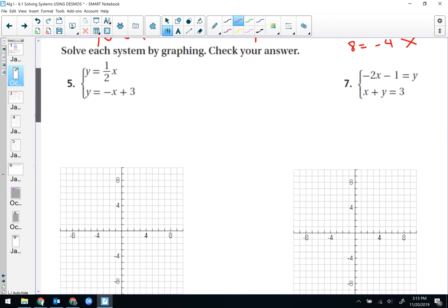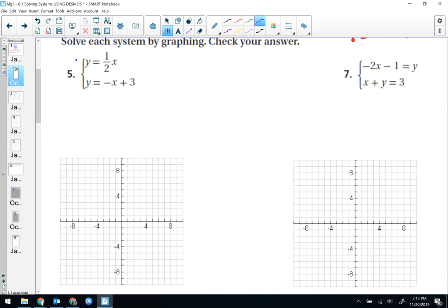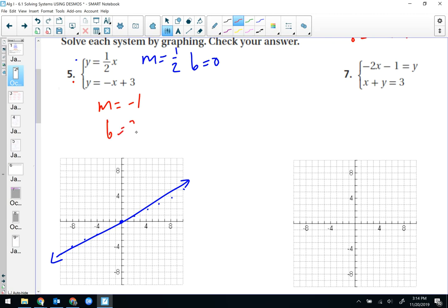Let's graph number 5. Okay, so I'm going to color code it again. There's my blue. There's my red. My blue line, the slope is 1/2 and the y-intercept is 0. This is a direct variation running through the origin. Rise 1, run 2. Remember to make a bunch of coordinates because we don't know where the other line is going to end up. Okay, there's my line. Let's take red. The slope is -1 and the y-intercept is 3. So 3 here. 1, 2, 3. And now I go toward my line. Down 1, right 1, down 1, right 1. Right there. I made enough points. Perfect. Where is my intersection point? 2, 1.